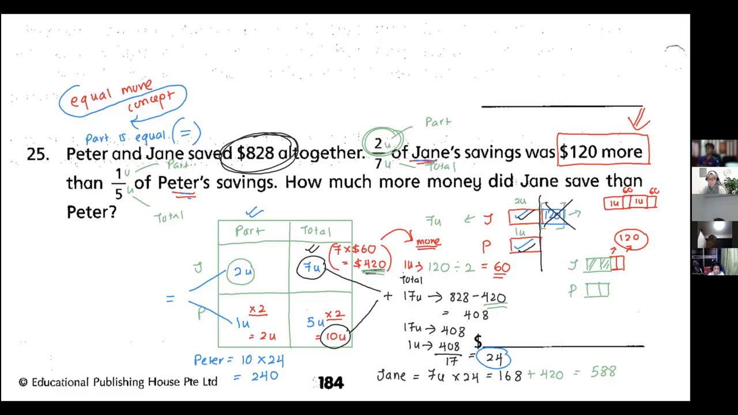Now Peter is done. Now how much more money did Jane save than Peter? So more means comparing. Take this and this, you minus together. So more equals 588 minus 240 equals 348. This is the answer. 348.